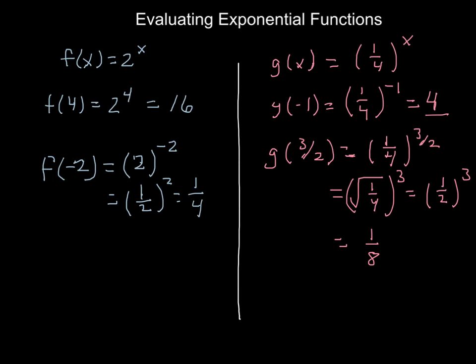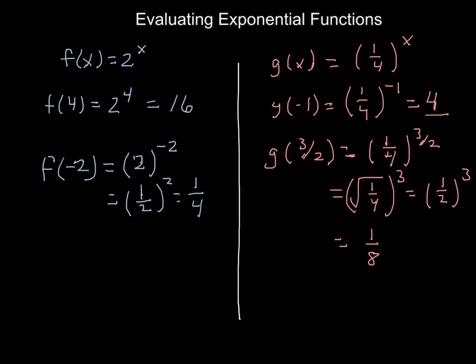Let's say we have g of x equals 1/4 to the x. Okay, so in this case, I want to find g of negative 1. Well, g of negative 1 is just going to be the reciprocal of that. So 1/4 to the negative 1 happens to be equal to 4.